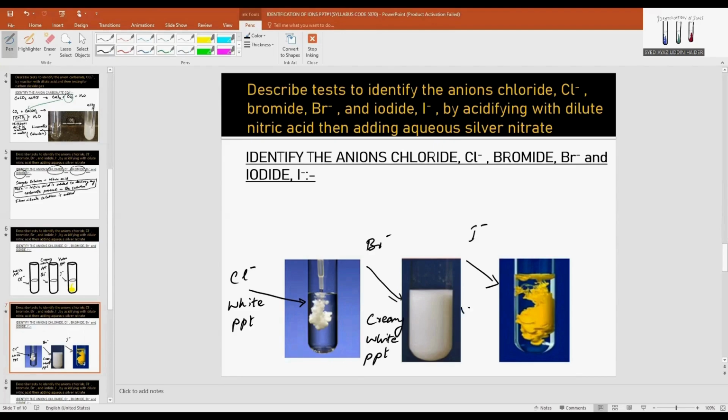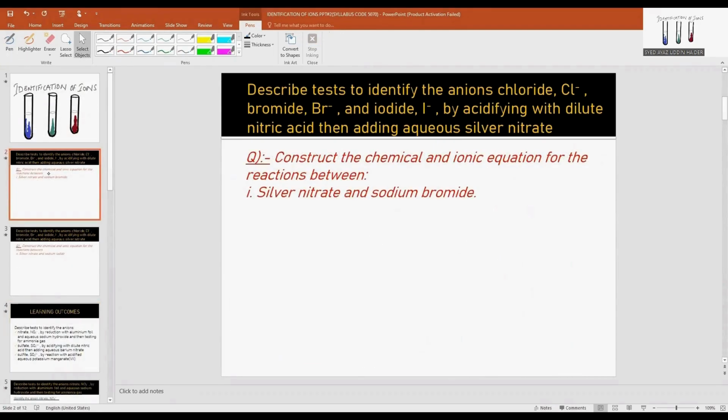And here it says construct the chemical and ionic equations for the reactions between silver nitrate and sodium bromide. It's easy to recall the chemical formula of the compounds and precipitation reactions. First, I will write the chemical equation and then the ionic equation. The first one is between silver nitrate and sodium bromide.